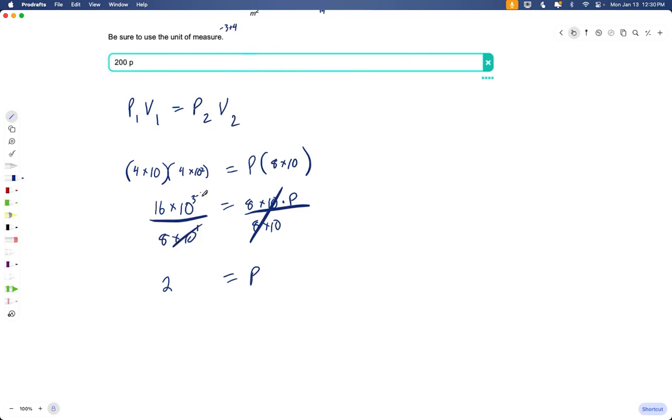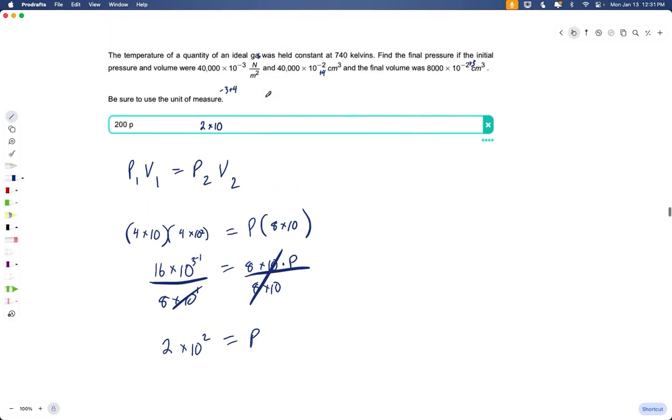Bring it up to the top, it becomes a -1. So times 10 to the 2. And the answer is 2 times 10 to the 2, and pressure is newtons per meters squared. That is your unit of measure.